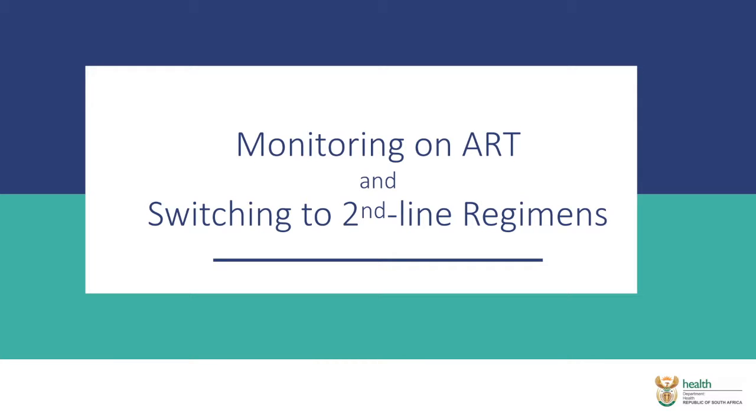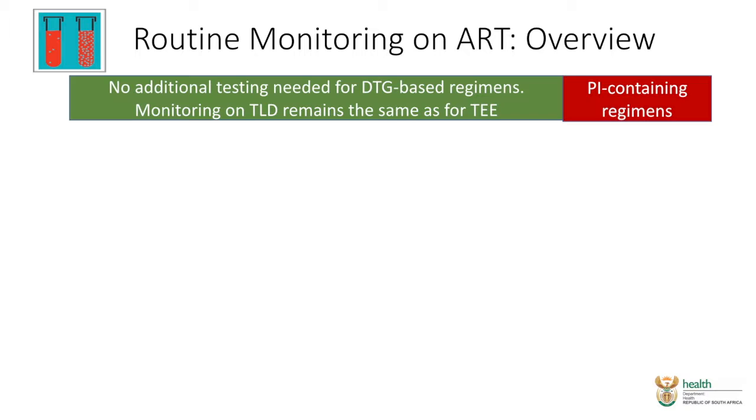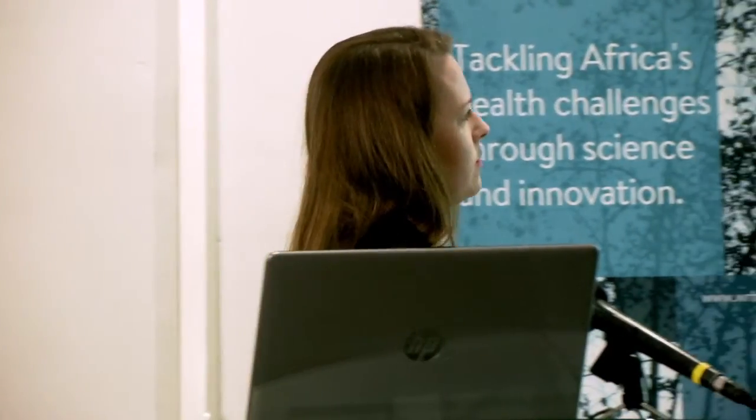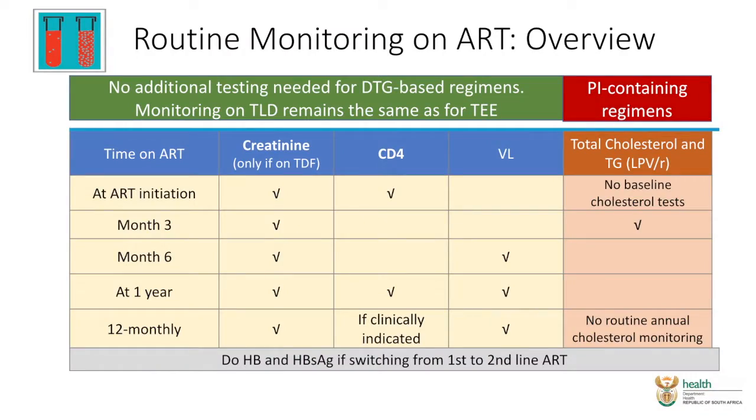So are you all ready for the next section, which is on monitoring on ART and switching to second-line regimens? Routine monitoring hasn't changed since the old guidelines, because dolutegravir, tenofovir, and emtricitabine has the same monitoring as TEE, only really being creatinine, which we're doing exactly as we did before. CD4 count is as before, and then if clinically indicated, 12 monthly, viral load at month 6, a year, and annually.